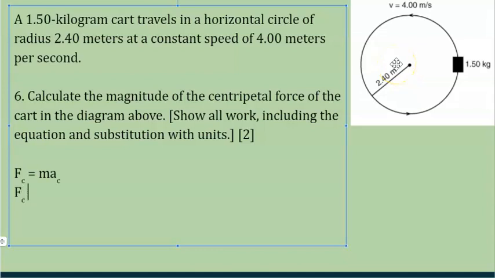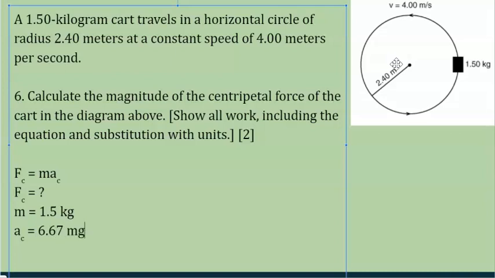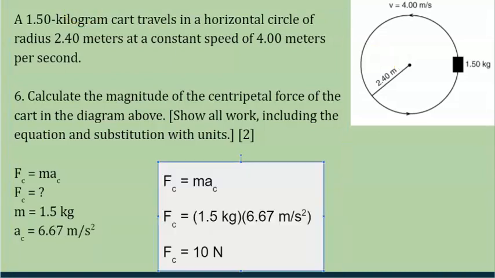I know I'm solving for Fc, so that's my question mark. Mass is given to me. That's 1.5 kilograms, and ac is what I just solved for. So that was 6.67 meters per second squared. And this is what I wrote down for showing my work: the formula, and the numbers that I'm plugging in, 1.5 kilograms times 6.67 meters per second squared, and that equals 10 newtons.